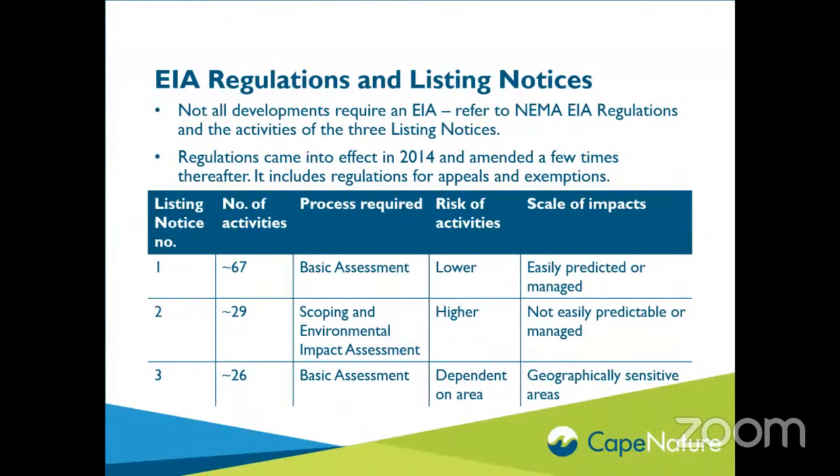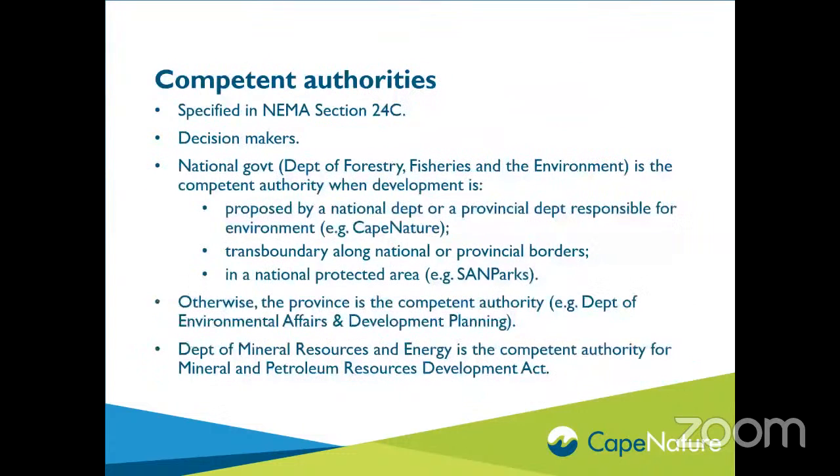To see if an EIA is needed, consult the EIA regulations and the 3 listing notices which outline the activities that trigger an EIA. The regulations were effected in 2014 and include regulations for appeals and exemptions. In summary, the listing notices tell you which activities require which process, in other words, a basic assessment or a scoping and environmental impact assessment, and this is based on the risks and impacts of that activity.